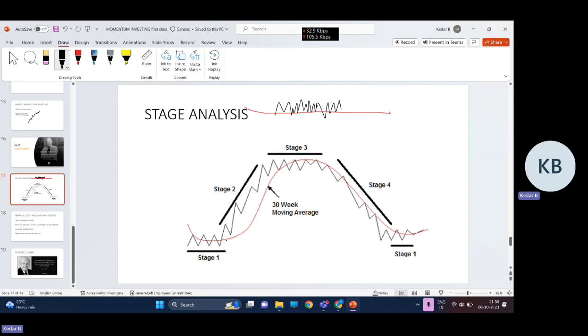What we as momentum investors do is we keep a watch on these types of stocks, but we do not buy them, because how long stage one goes, you never know. You should not buy it at stage one. You should wait for confirmation of it entering stage two.